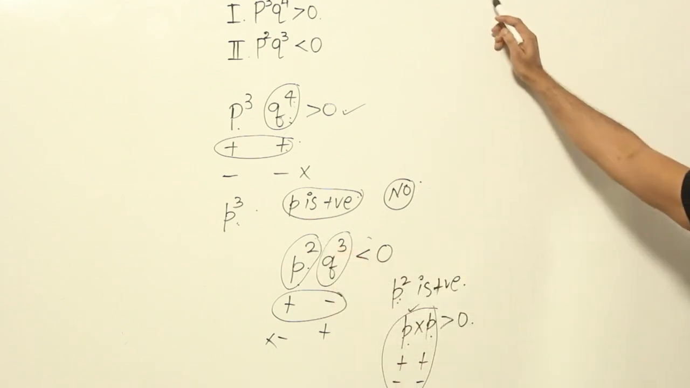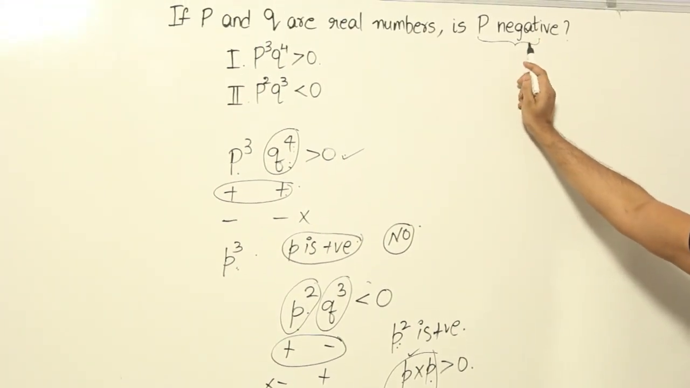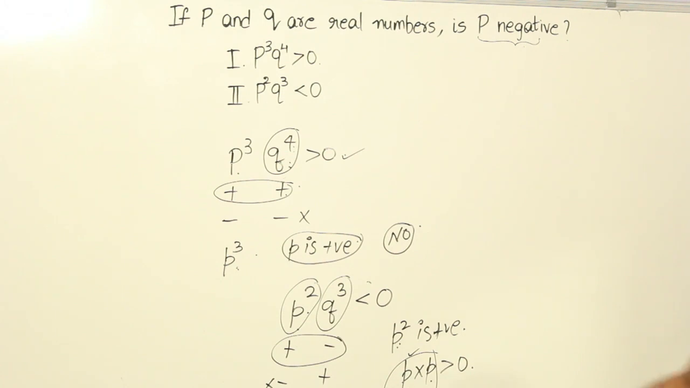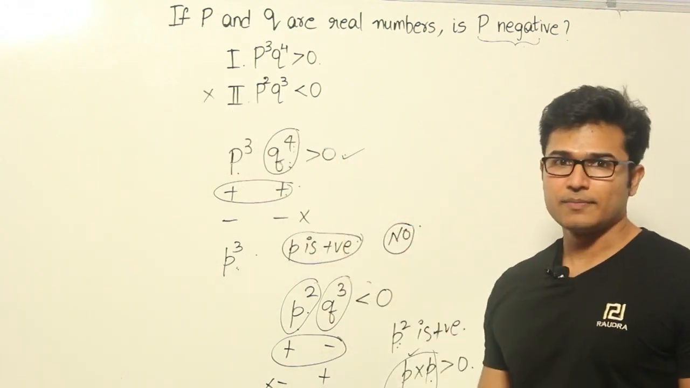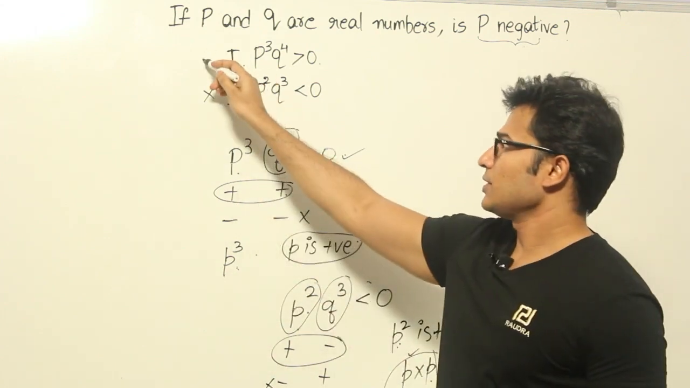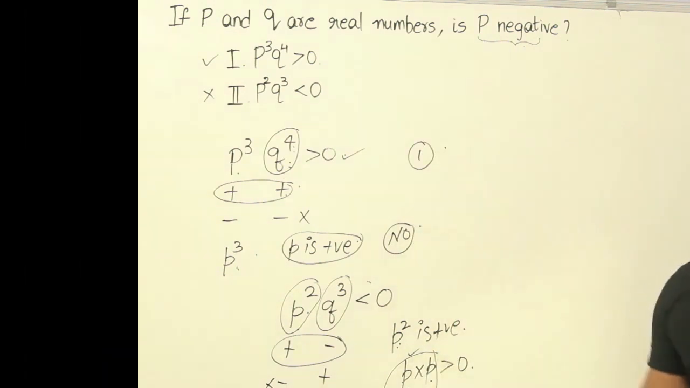So if I have to answer this question, is p negative, I'll not be able to answer it with either yes or no. Therefore using the information given in 2, I'll not be able to answer the question, but using the information in 1, I'll be able to answer the question. Therefore the option is 1. Alright.